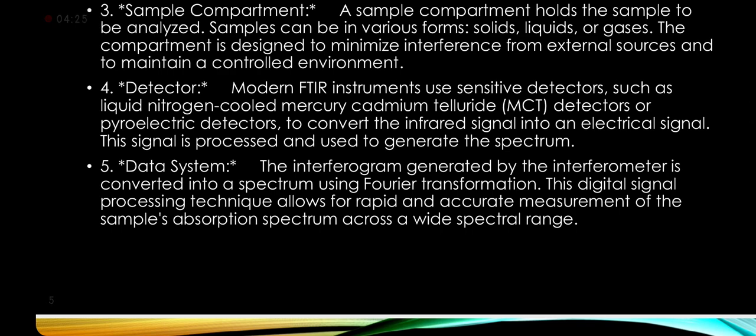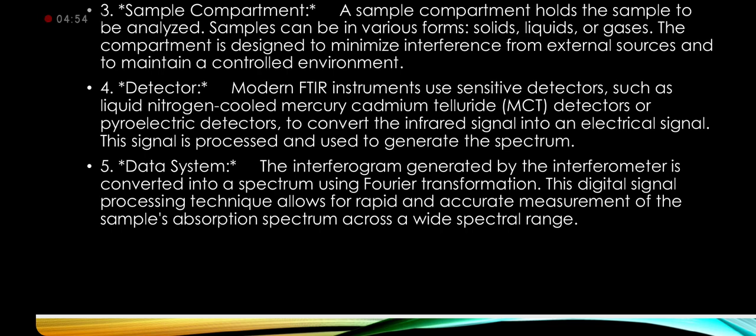Now, the detector. Modern FTIR instruments use sensitive detectors such as liquid nitrogen cooled mercury cadmium telluride detectors or pyroelectric detectors to convert the infrared signals into electrical signals. This signal is processed and used to generate the spectrum data system.